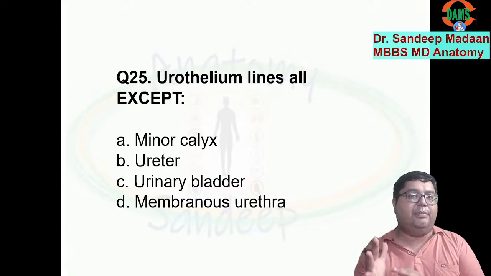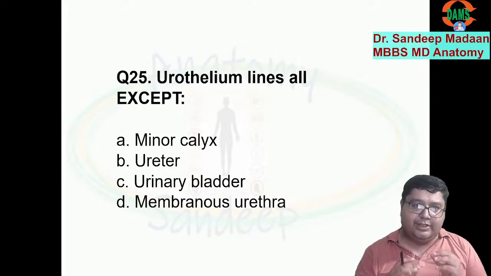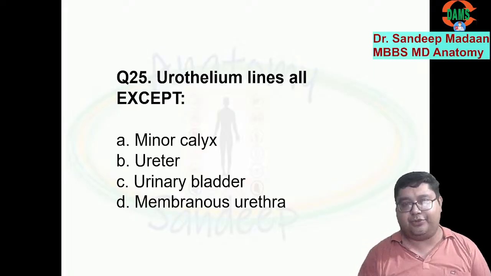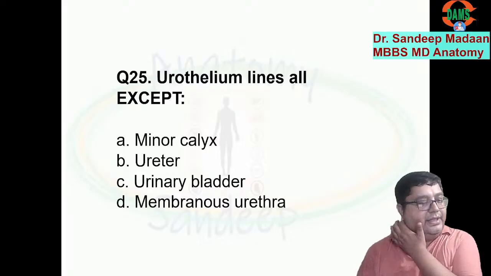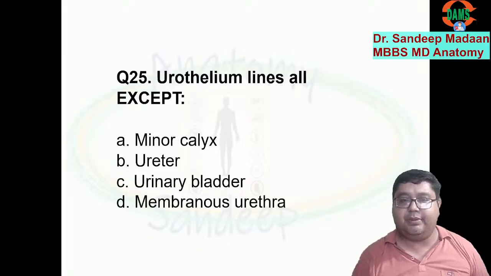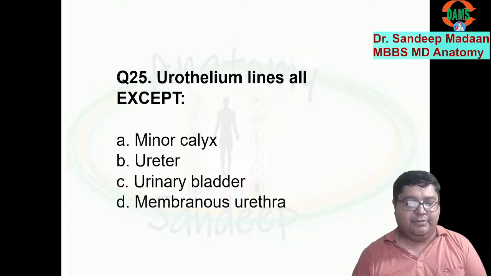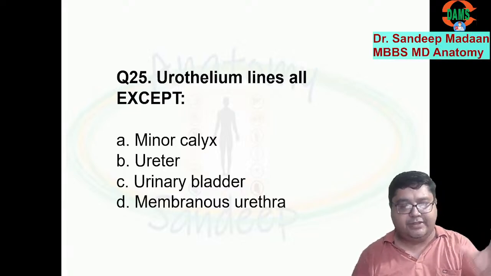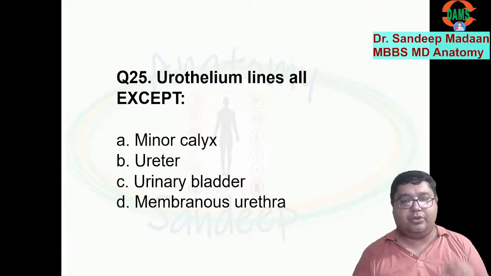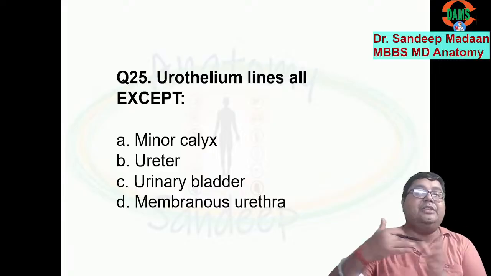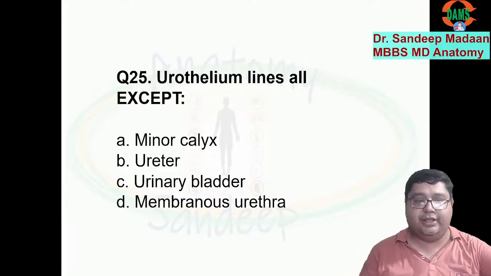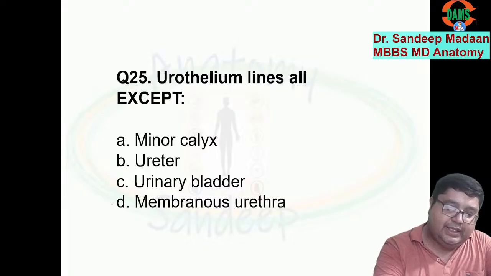Where it will be present: it is going to protect the tissue from the harmful effect of the urine also. So it will be present in the urinary bladder. Definitely, it will be present. Calyces, it will be present. Ureter, it will be present in the whole urinary system. But so far as the urethra is concerned, we have changing epithelium over there. So membranous urethra will be the answer over here.